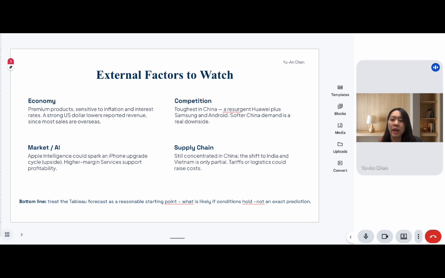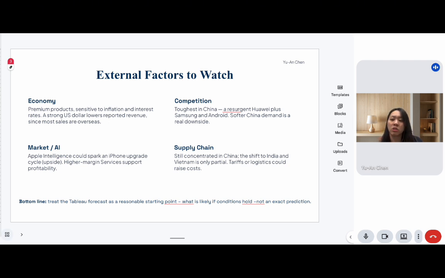And finally, a forecast only looks at past numbers. So I want to flag a few outside factors that could change Apple's actual results. First, the economy. Apple's products are expensive, so if inflation or interest rates squeeze people's budgets, Apple could sell less. And a strong US dollar lowers Apple's reported revenue since most sales are overseas. Second, AI. If Apple Intelligence gets people to upgrade their iPhones, revenue could beat the forecast. Third, competition, especially in China, where Huawei has been coming back. And fourth, the supply chain.